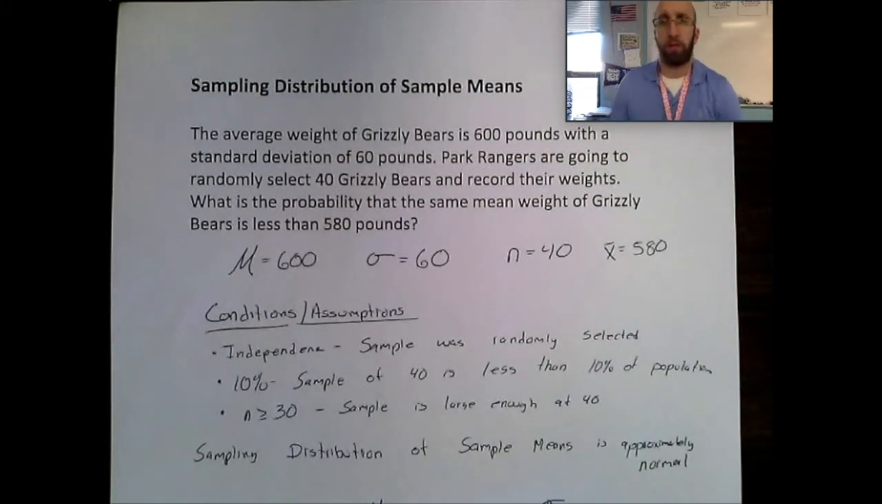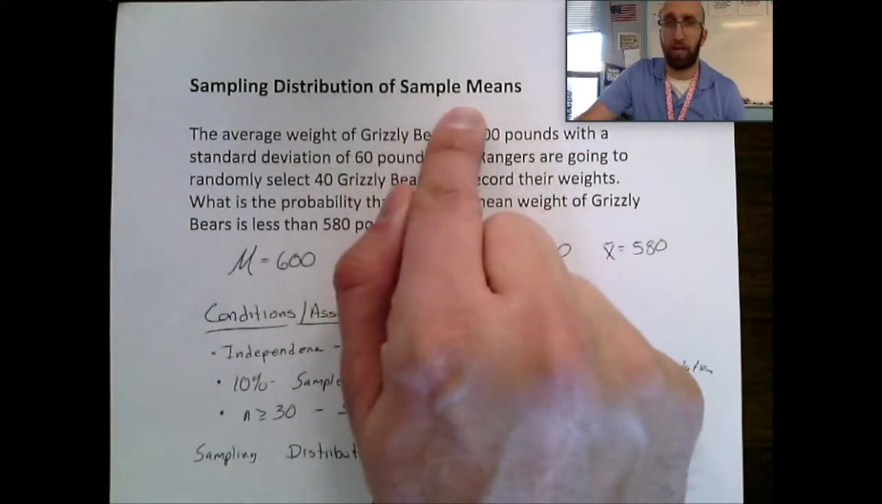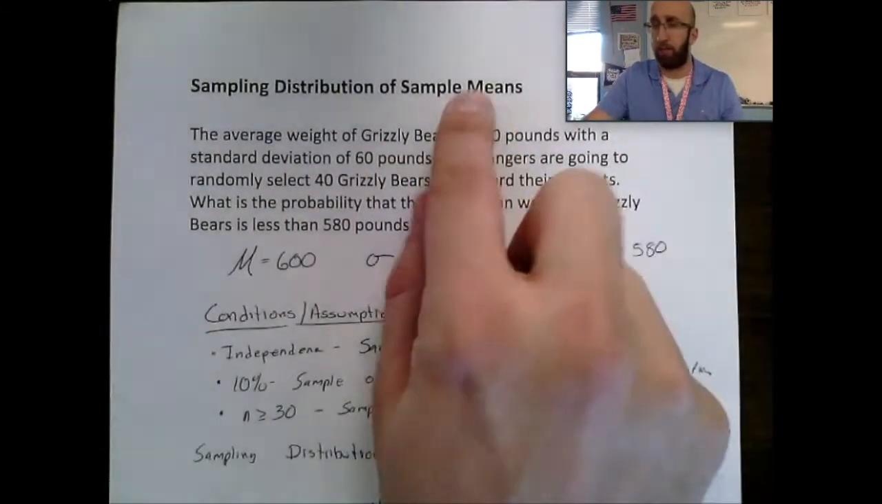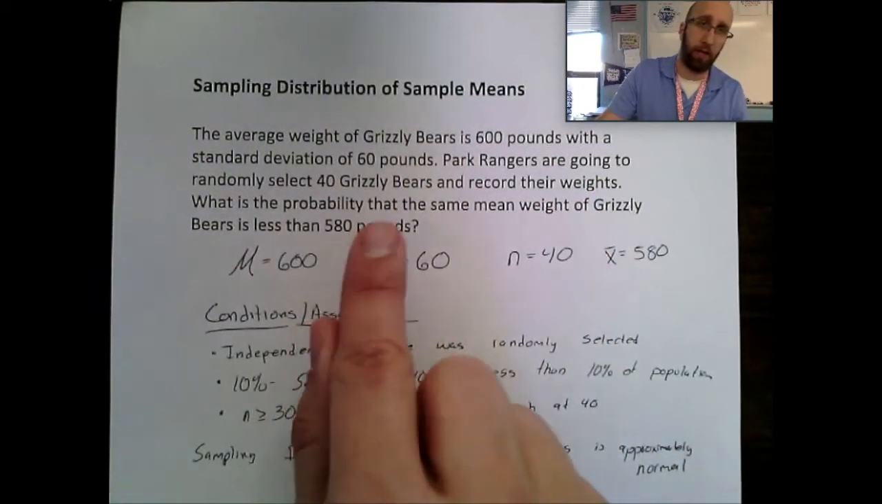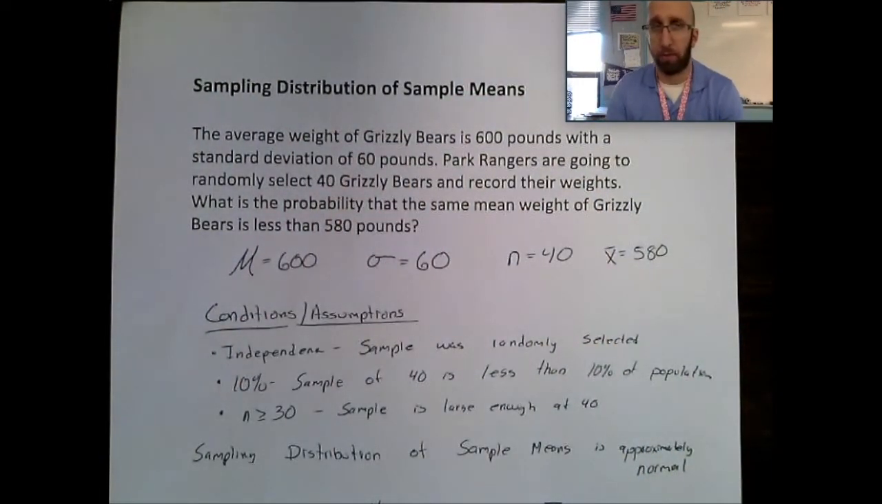In order to do this problem, we go from a population and ask how our sample compares. It's a sampling distribution problem because we're seeing how my sample mean compares, and what's the probability that my sample mean is below 580. So it's a sampling distribution of sample means problem. To do that, we need to jump into our conditions. I already wrote those out for us.